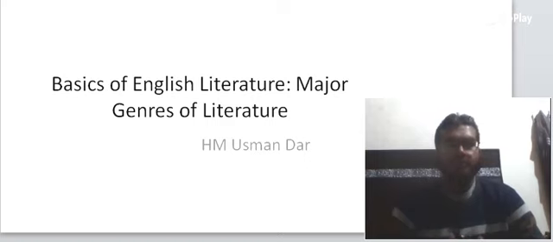For beginners of English literature, it is imperative to be familiar with major genres and their characteristics so that they may be able to differentiate between these genres and have a sound understanding of how one genre or type of literature differs from another and what are their distinguishing characteristics.